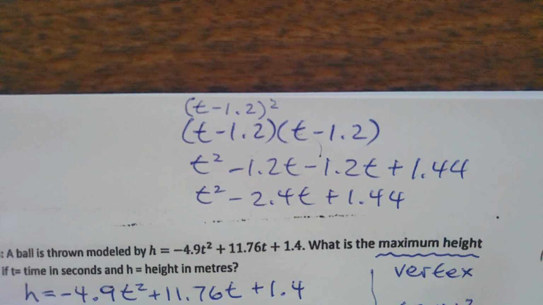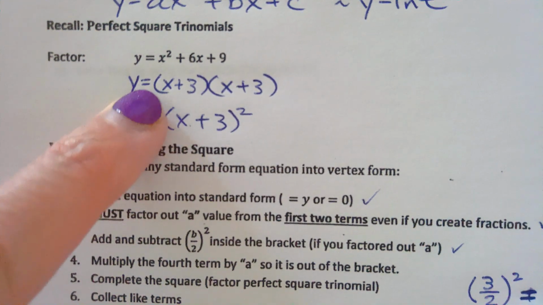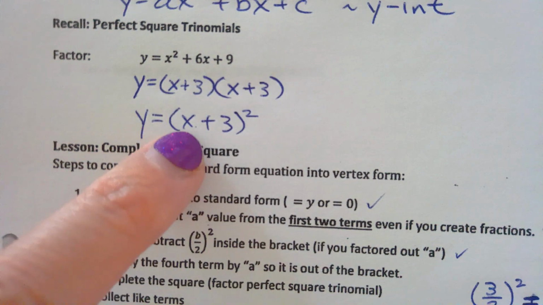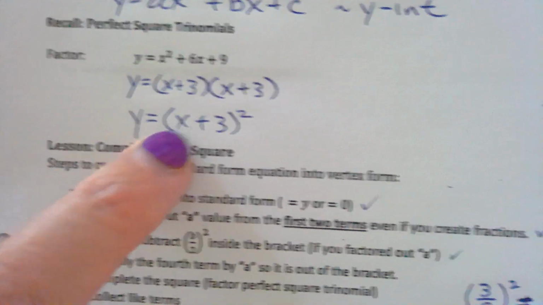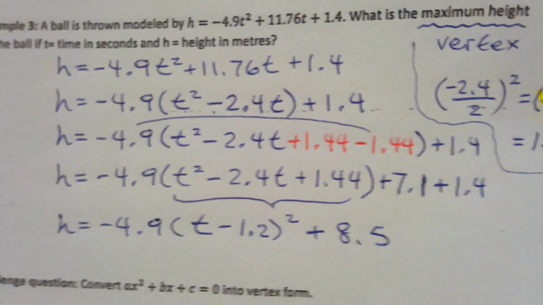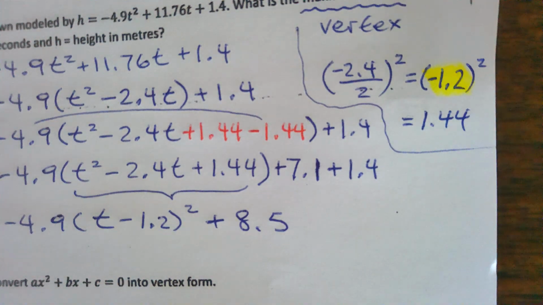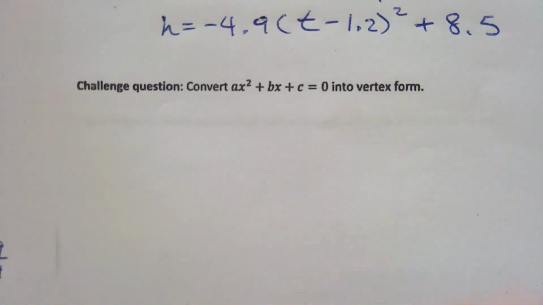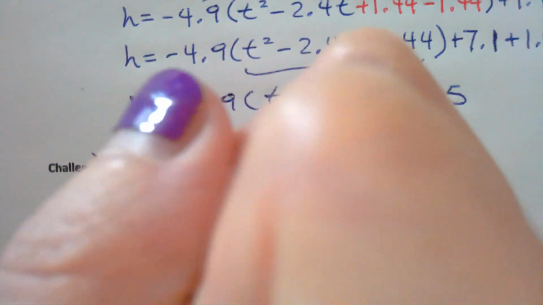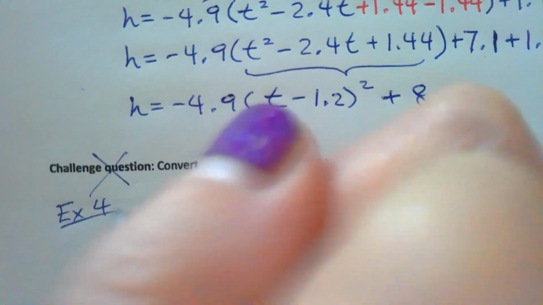Okay, so that's why at the beginning of the class we did this question right here, so that you remember how to factor a trinomial into a perfect square. Okay, so don't worry about this challenge question. By the sound of it, I think you guys need an extra example instead. So let me give you one to try right now. Example 4.